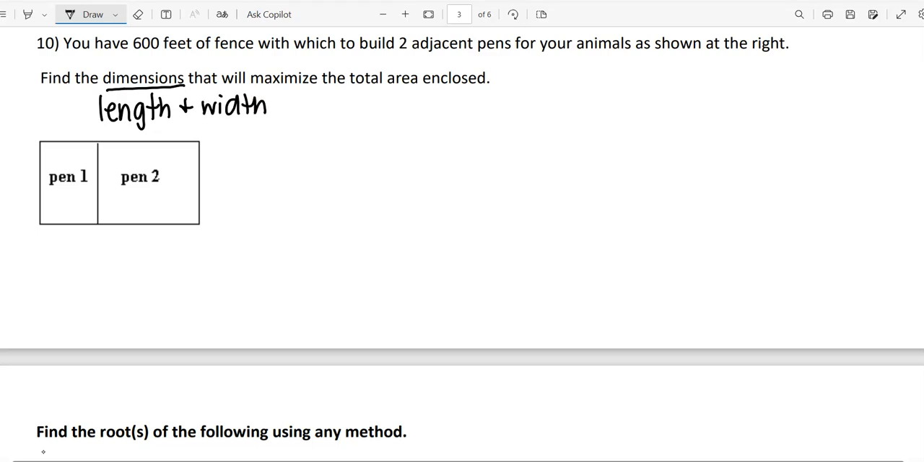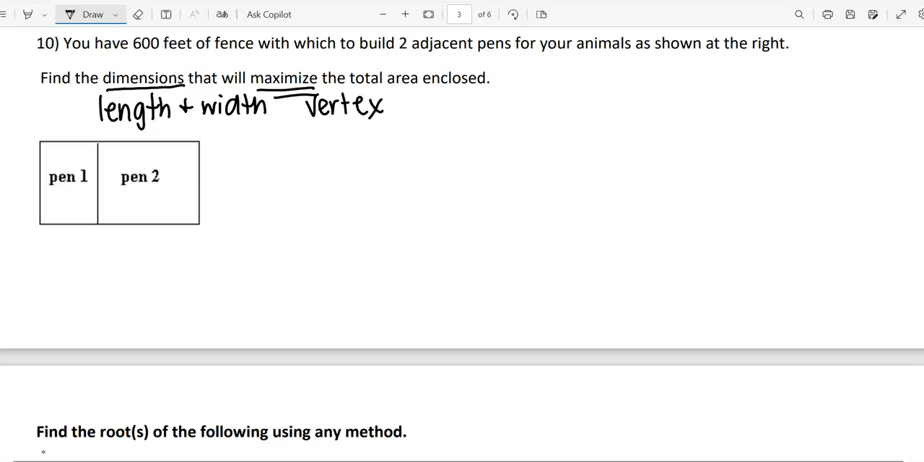That will maximize the total area enclosed. What's maximize mean? Most, okay. In quadratics? It's most. In quadratics? The max you can have. In vertex. Oh, vertex. Vertex. Vertex.